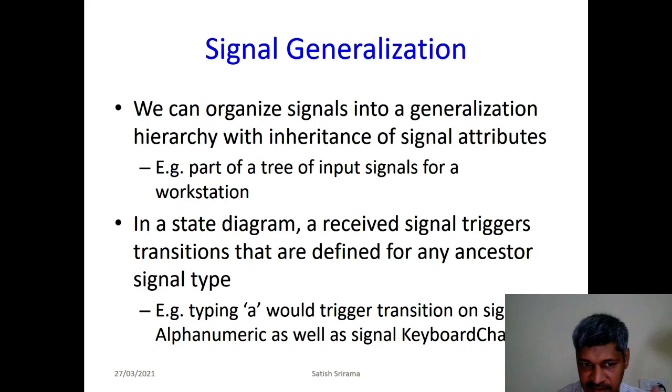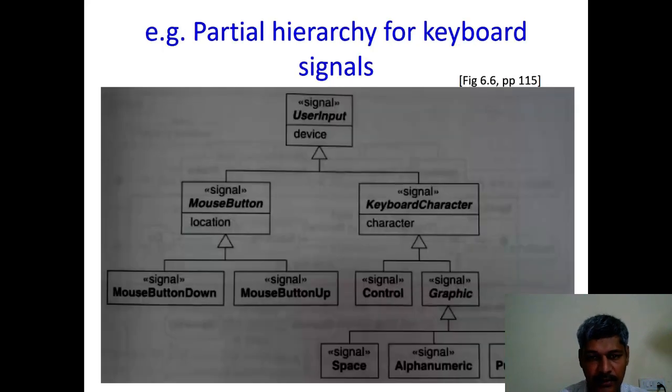Let us see an example, where we are seeing a partial tree of input signals for a workstation. Let's first see that example so you will understand it better. You can see there are different signals here. The user input will have an attribute of device. So that's one signal.